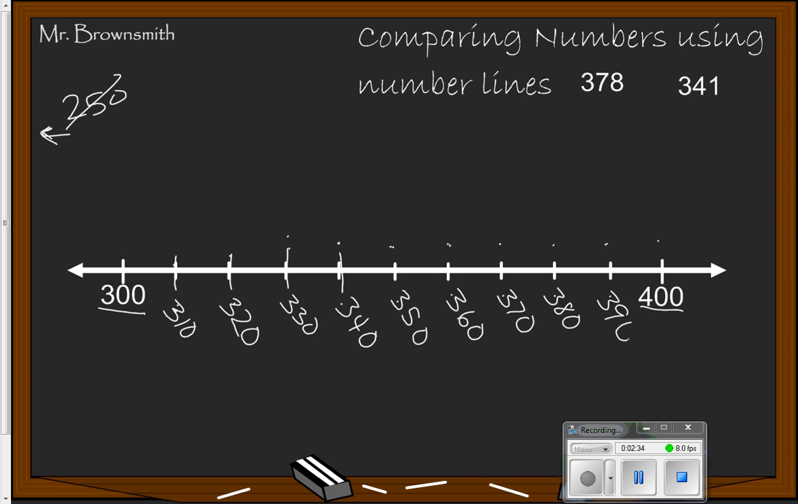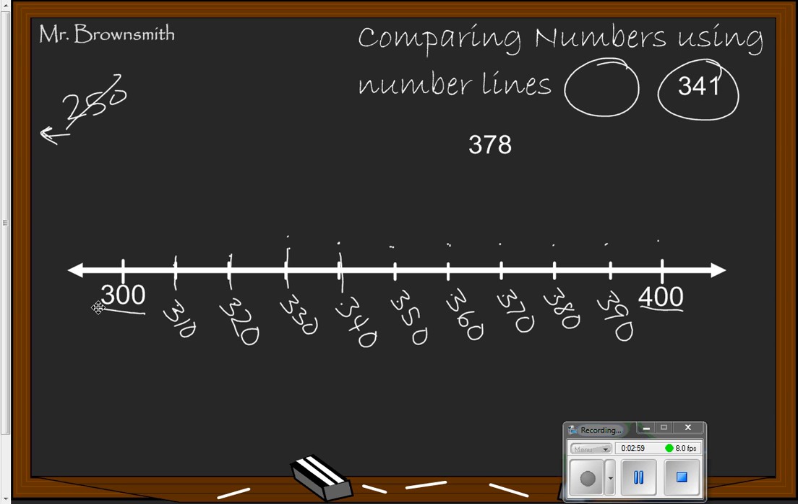Okay, so now we've got our number line. We figured out each of these marks here is worth 10. So we can see 300 all the way to 400. Now what we want to do is figure out where these two numbers fall on our number line. If we take a look at the first number, 378, let's figure out where this goes.